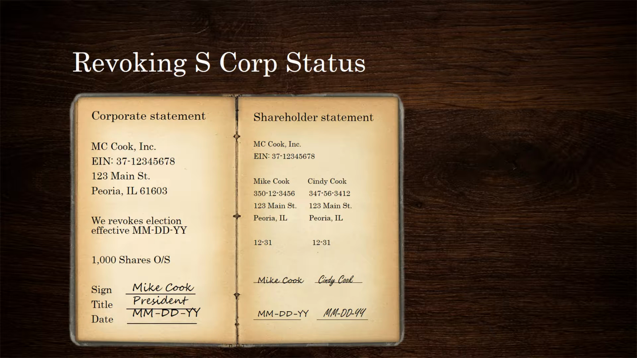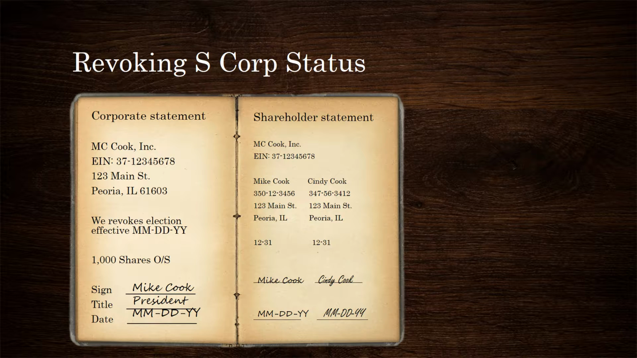The corporate statement will revoke the election as of an effective date and will include the name, address, and EIN of the corporation, as well as the number of shares outstanding, and be signed by a corporate officer. The shareholder statement will include the names, addresses, Social Security numbers or EINs of the shareholders, their tax years, the name and EIN of the S corporation, and be signed by all consenting shareholders.